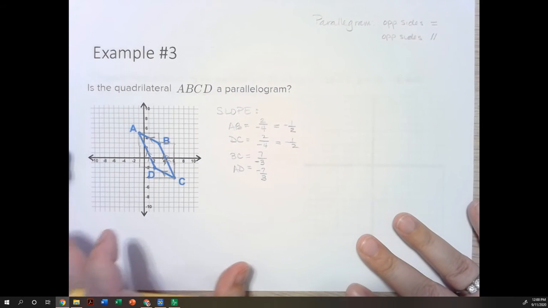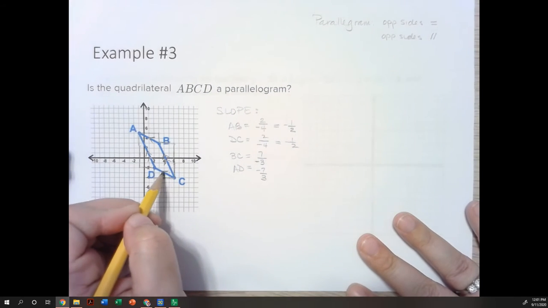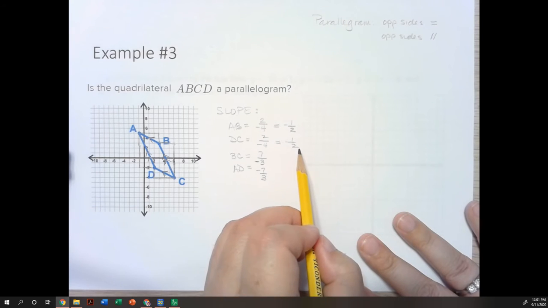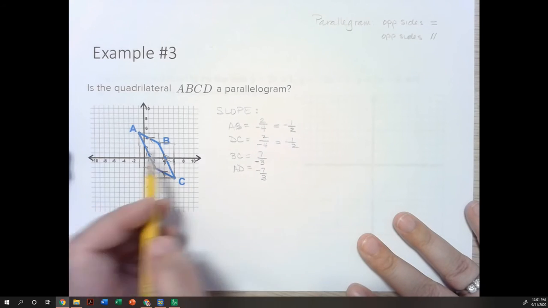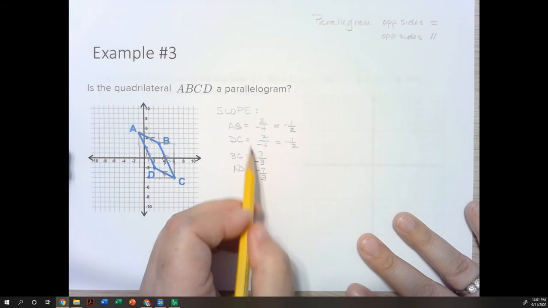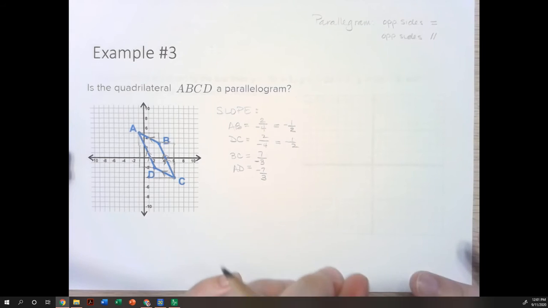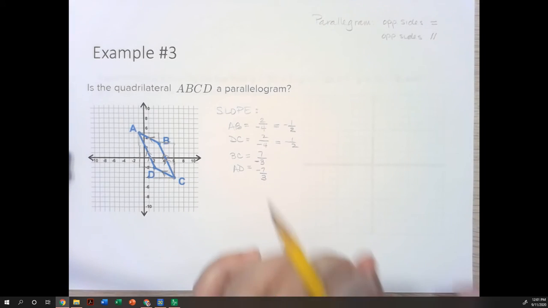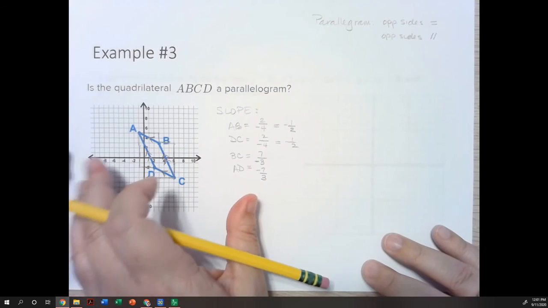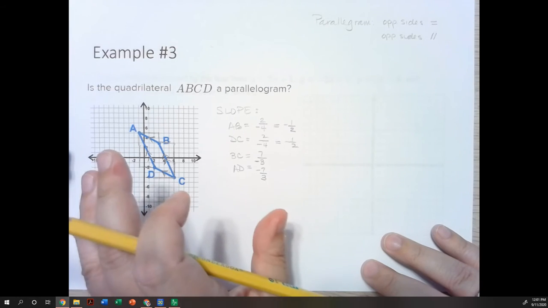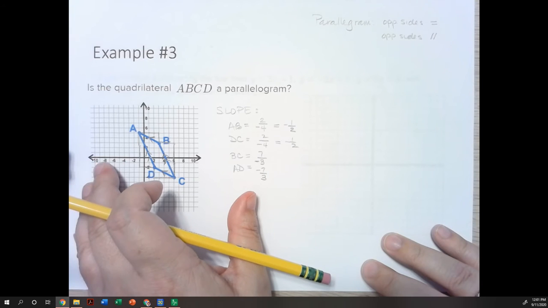Also, I know that my adjoining sides, my connected sides, my adjacent sides, are not opposite reciprocals. So if I take DC and BC, these two in the middle, those are not opposite reciprocals, which means I do not have a right angle. So that tells me that I do not have a rectangle in this case, and I don't have a square in this case.